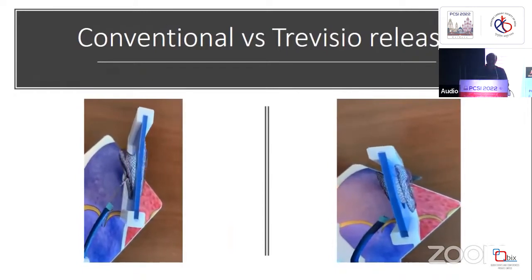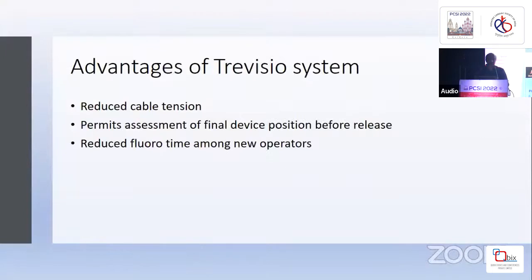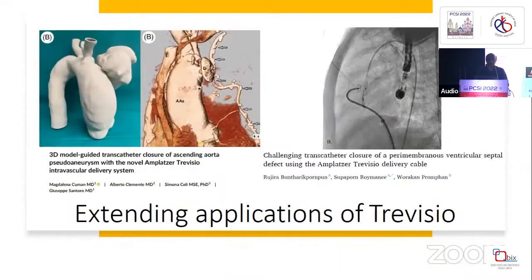Well, the advantage of the same is that it reduces the cable tension, permits assessment of the device position before release, and reduces fluoro time among new operators. But the flip side is that it does not give so much tension, at the same time making device deployment in complicated ASDs a little more challenging, because you do not have the tactile sensation as much as the conventional one. And the system has been employed outside the atrial septal device occlusion as well, like you see in VSD closure and in aortic pseudoaneurysms.